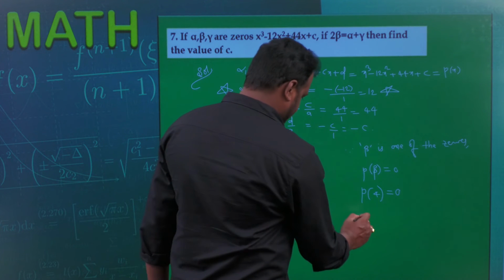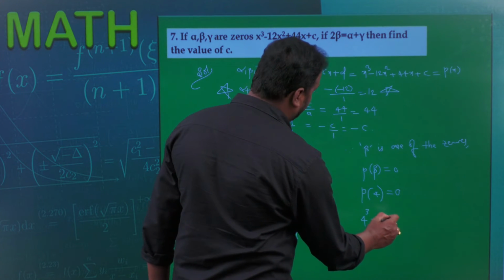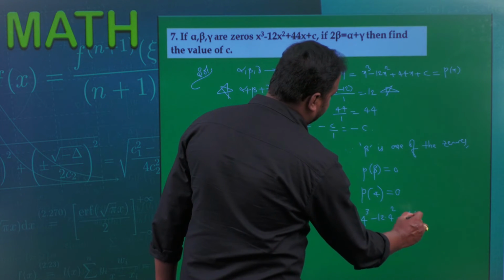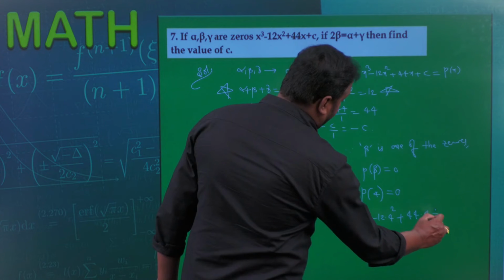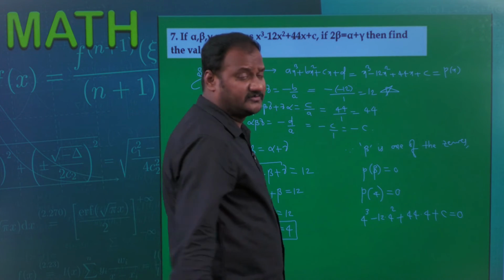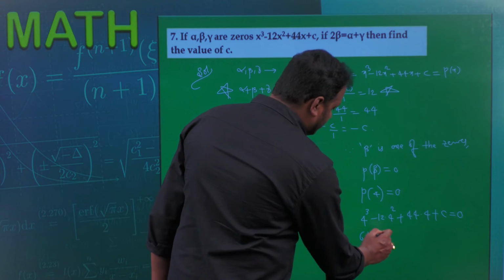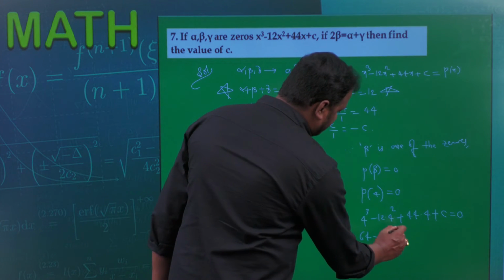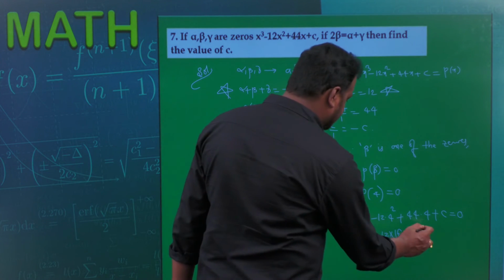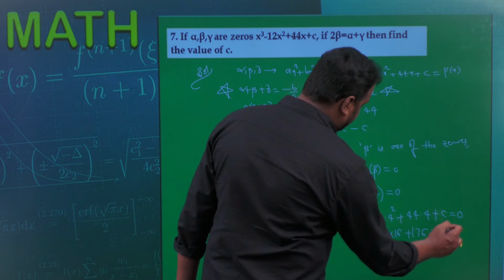x cube, 4 cube, minus 12 into x square, that is 4 square, plus 44 into x, that is 4, plus c is equal to 0. Right? So 4 cube is equal to 64 (4 fours are 16, 4 sixteens are 64), minus 12 into 4 square, which is 16, plus 4 into 44, plus c is equal to 0.